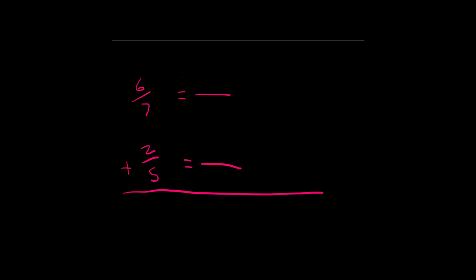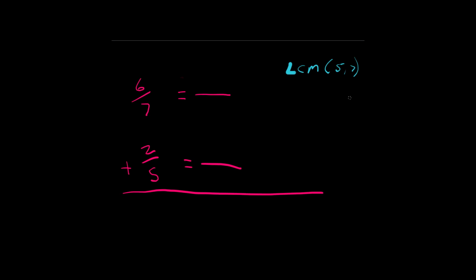So we have 6/7 plus 2/5. The denominators are different, so we have to find the same denominator. So we ask the question. Question 1 is, what is the least common multiple, the LCM of 5 and 7? If you want, you can pause and try it on your own. I'm going to walk through it though.